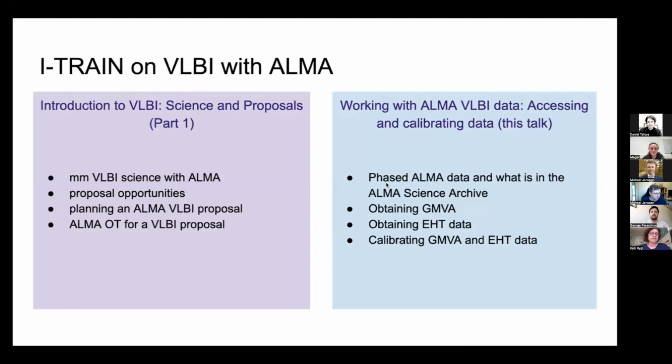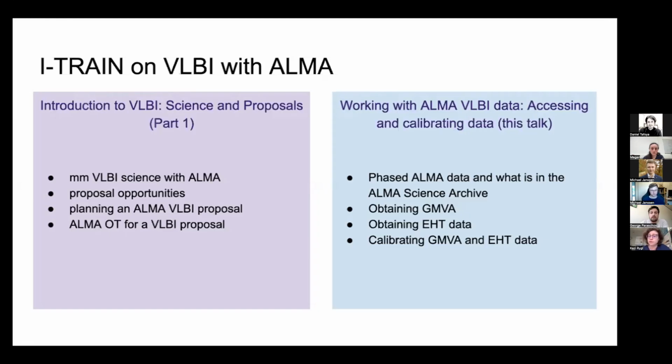So this is indeed, as Megan said, the second iTrain that we have on VLBI with ALMA. Last year we had the first part, which was an introduction to the millimeter VLBI science and what you can do when ALMA joins VLBI networks. We also discussed that the two VLBI networks that ALMA can join are the Global Millimeter VLBI Array, the GMVA, and the Event Horizon Telescope, the EHT. Furthermore, we discussed how you can prepare a millimeter VLBI proposal with ALMA.